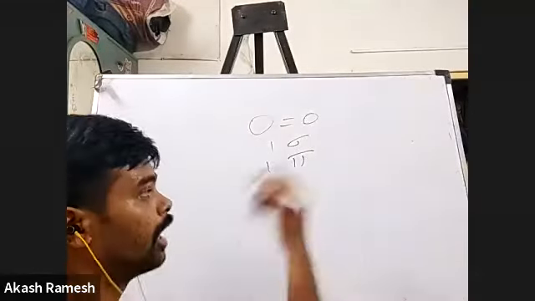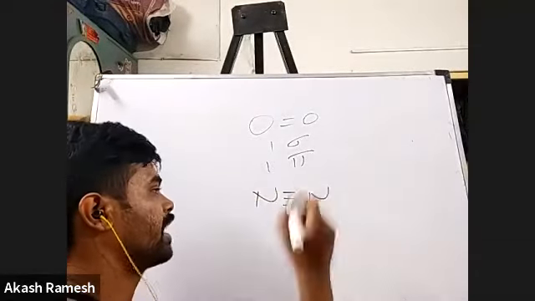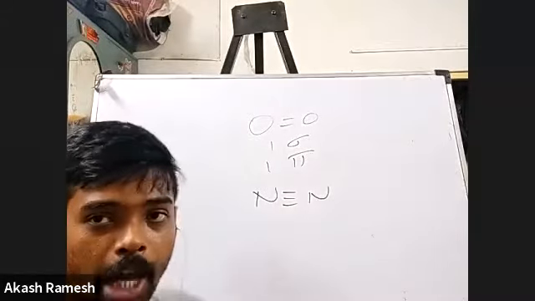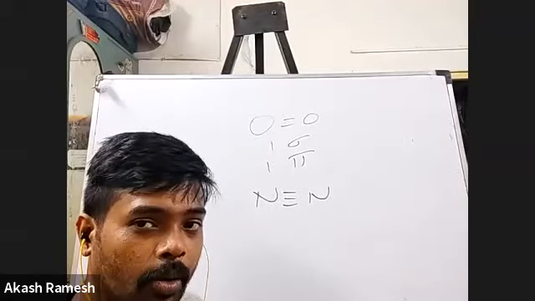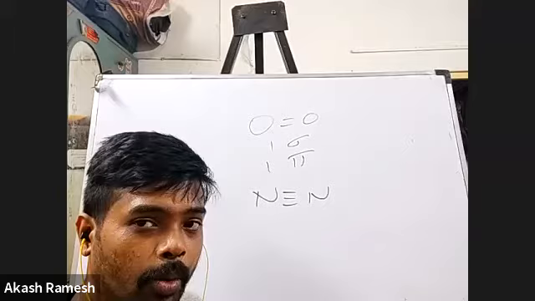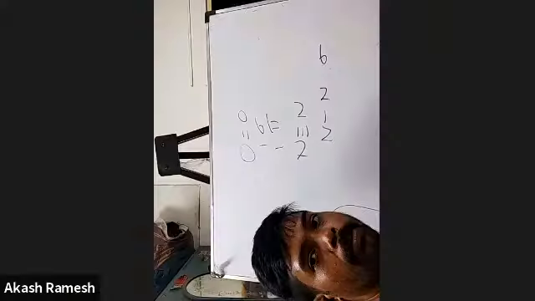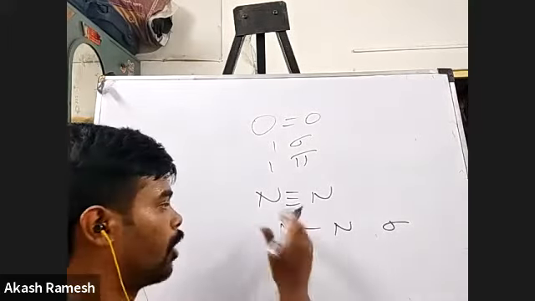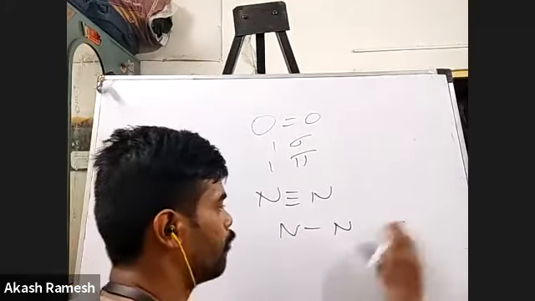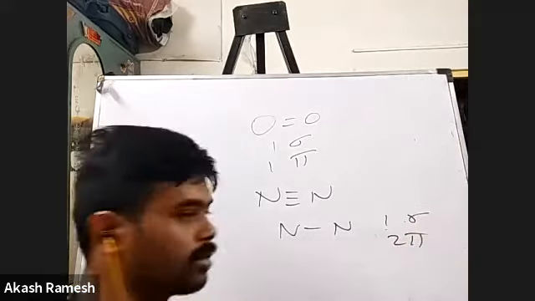Correct. Now let me take this nitrogen molecule. Tell me, how many sigma, how many pi? One sigma, two pi. Everybody understood why it is one sigma and two pi's? Yes, everybody understood. The first bond which is always formed is sigma. After that, however many bonds you form are going to be pi bonds. So I have one sigma and two pi bonds.